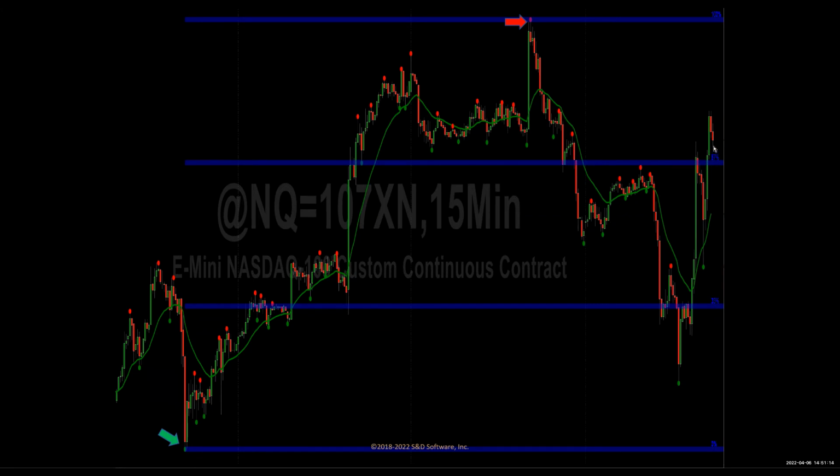So we start with current price, which is over here. We work up and to the left, looking at swing highs. And we find a swing high right here. This swing high has multiple lower swing highs to his right, and he has multiple lower swing highs to his left.